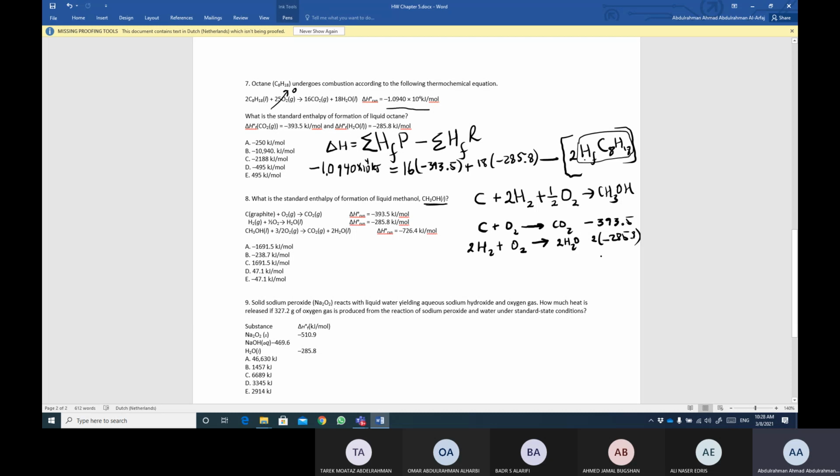Clear? Okay. What can I do with the third equation? Exchange it. Reverse it, yes. CO2 plus 2H2O to give you CH3OH. So what's the heat? Positive. 726.4. Good. Now, anything available on both sides, cancel them.